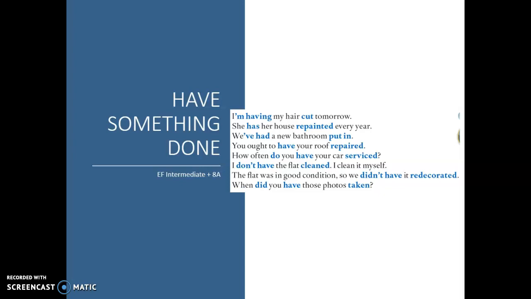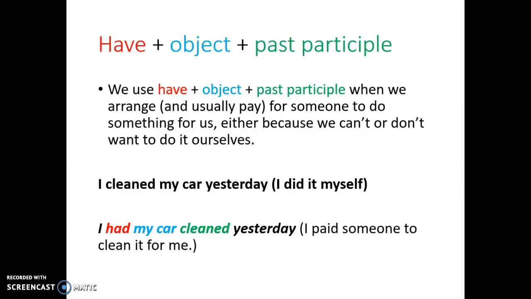We've had a new bathroom put in. So someone put in the new bathroom, not ourselves. I paid someone to do it, etc. Okay, so the first thing that we need to mention is that we need the auxiliary verb have, which is not an auxiliary. So this is kind of a contradiction, but it's not. You'll see that in a minute. Then the object and the past participle of the main verb. Okay, and as I told you before, the use of this structure is when we arrange and pay someone to do something for us.